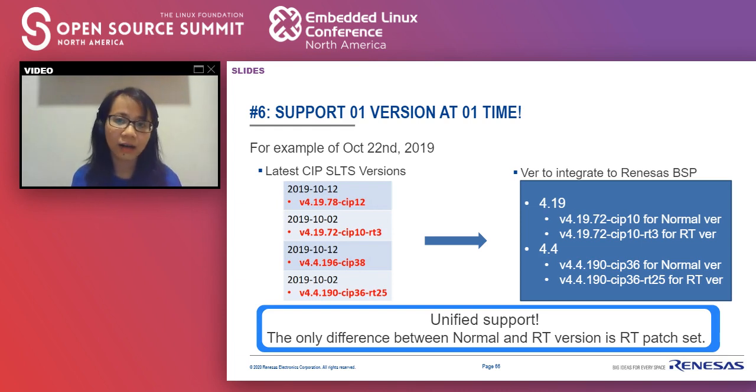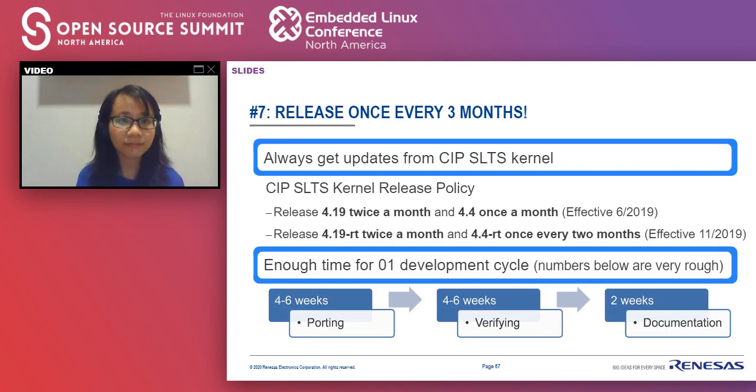And next is experience 7. We release once every 3 months. The kernel policy from CIP is that they release 4.19 twice a month, 4.4 once a month, and real-time twice a month for 4.19 and 4.4 real-time once every 2 months. And by releasing once every 3 months, Renesas only gets the latest update.